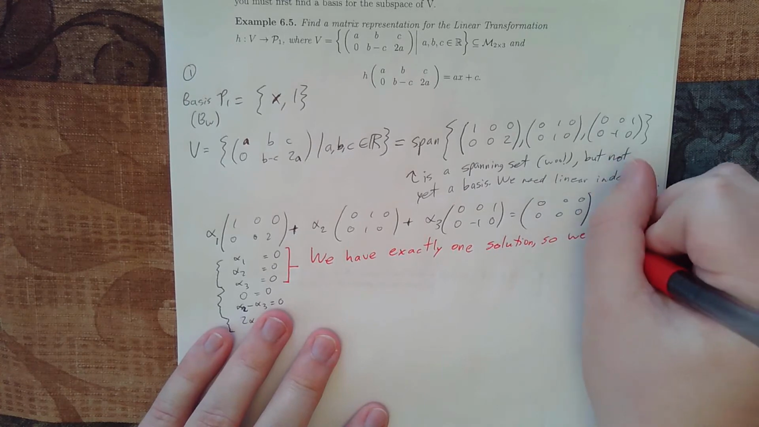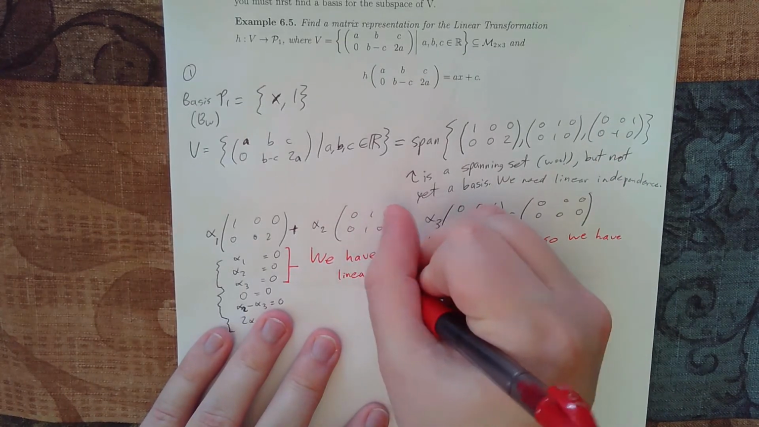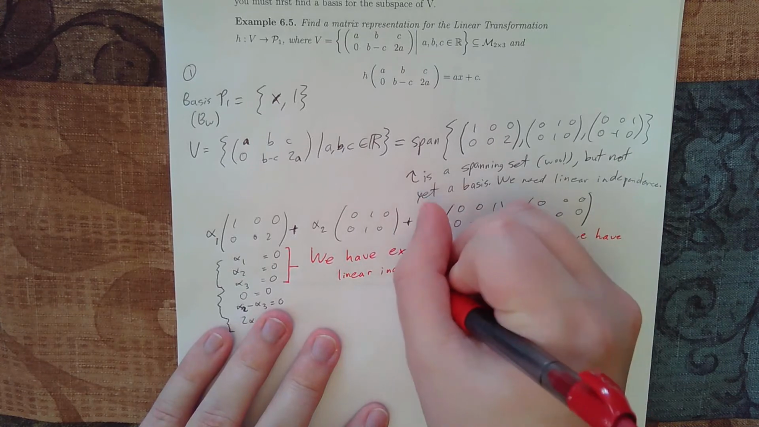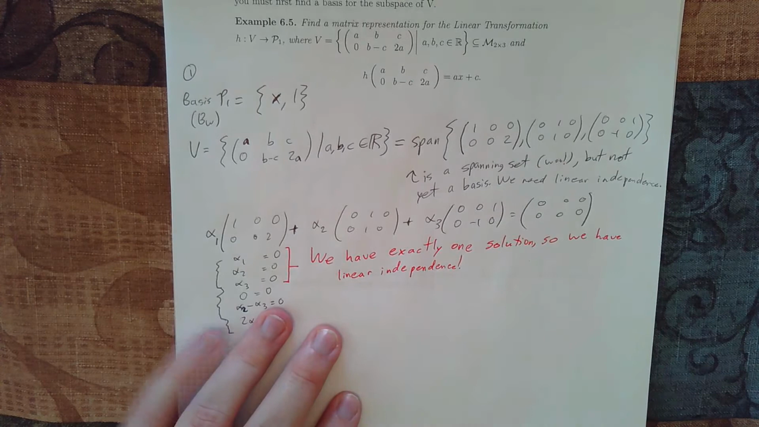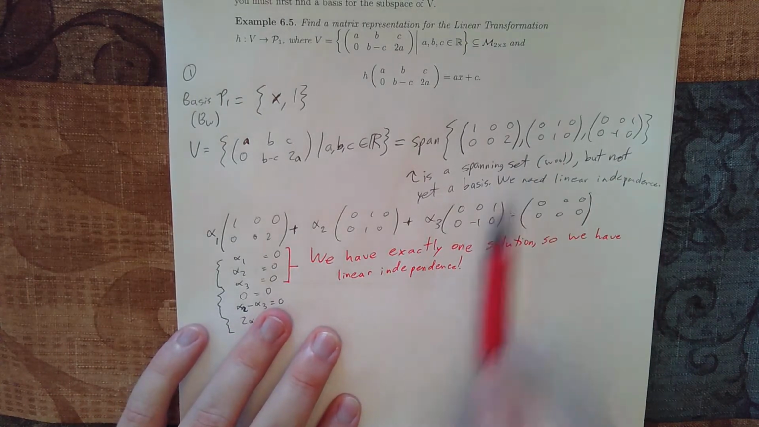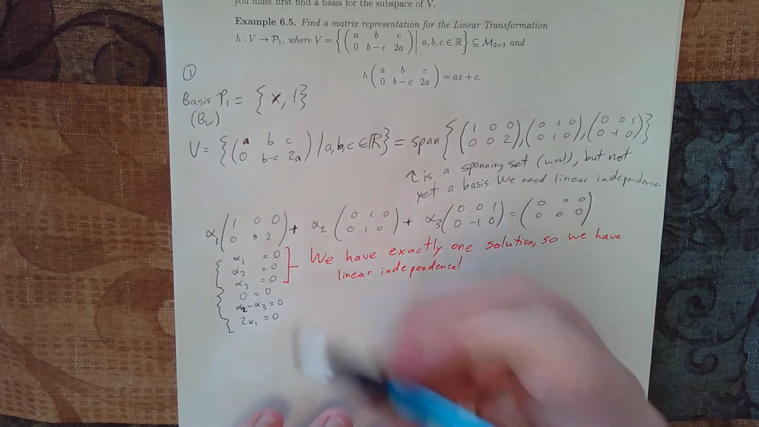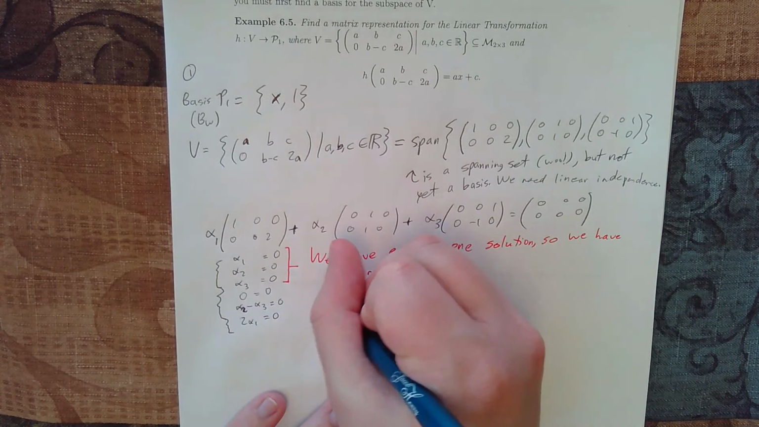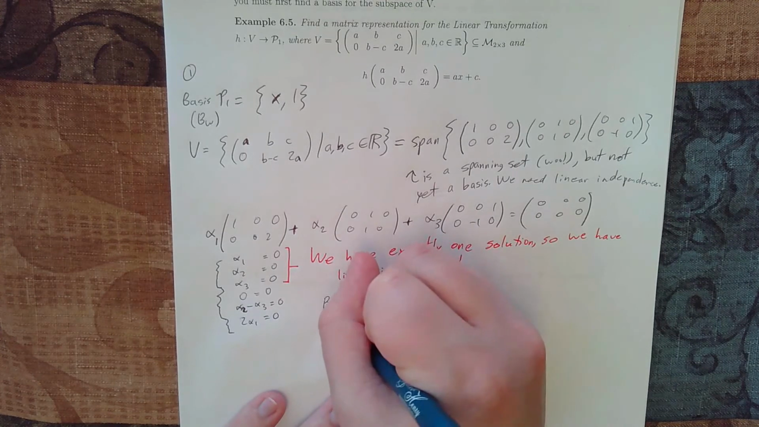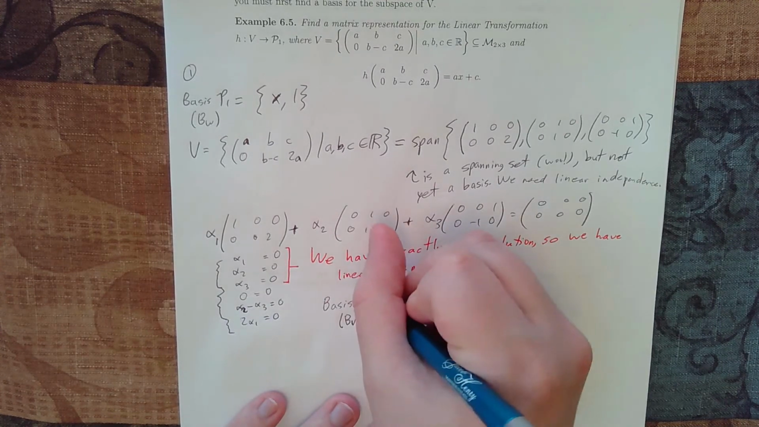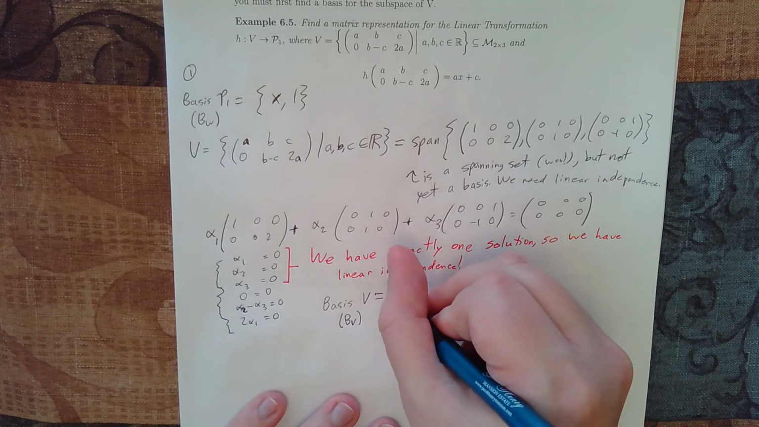So we have linear independence. So then, combining the fact that we have a spanning set with the fact that that set is linearly independent, our basis for V, which we'll call B sub V going forward, is going to equal this spanning set.